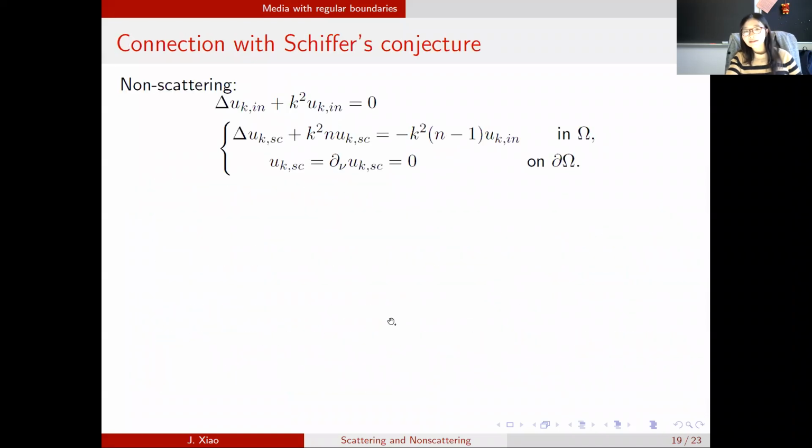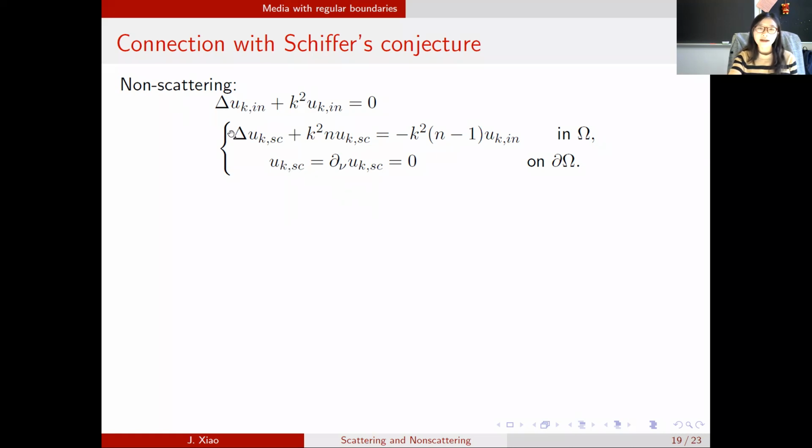So let me at the end go quickly about the connection with Schiffer's conjecture, and this is not just for the case of finiteness or whatever. This is for the case whenever the scattering operator is Laplace plus k squared q. So here I didn't change this from some previous slides, sorry about that.